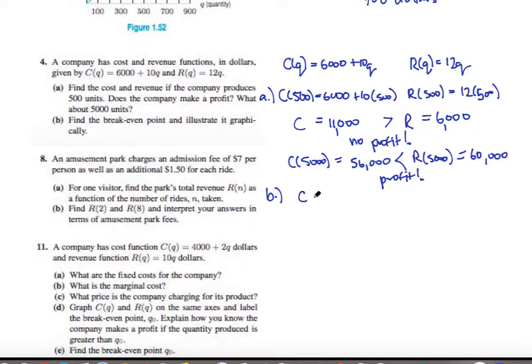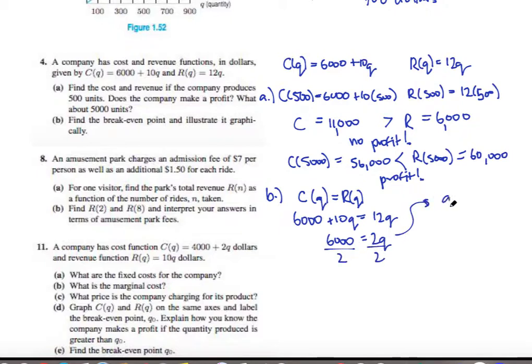So the break-even point is when these two are equal. So when is C of Q equal to R of Q? So if I set these two functions equal, so 6,000 plus 10Q equals 12Q, and I'm solving for Q here, so I'm going to have 6,000 equals 2Q, because I'm subtracting 10Q from both sides, then dividing both sides by 2 gives me that Q would be equal to 3,000. So this is my break-even point.